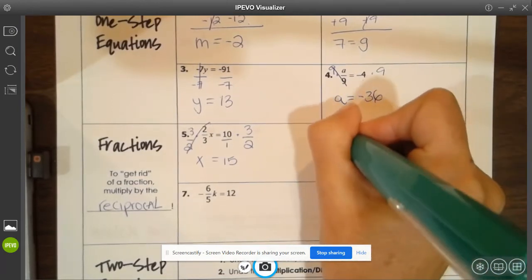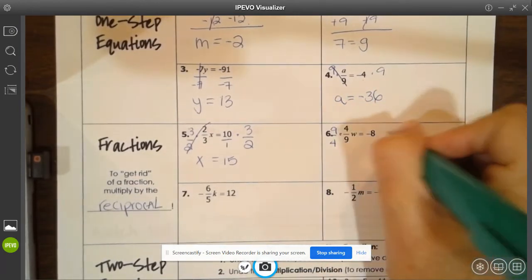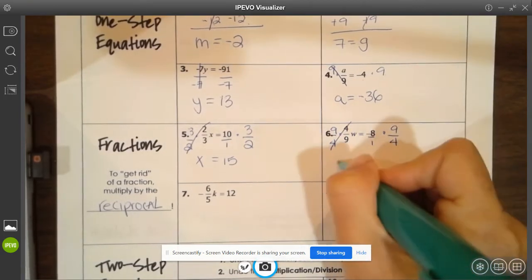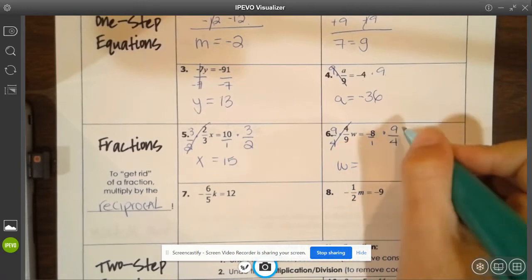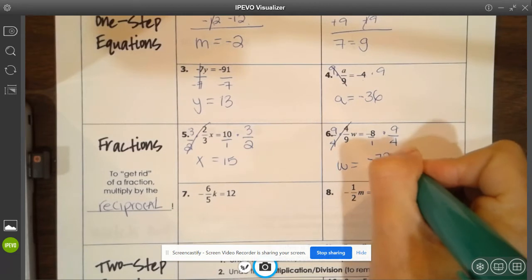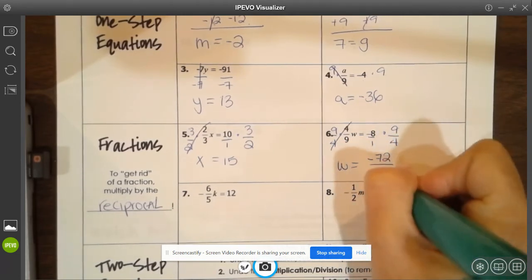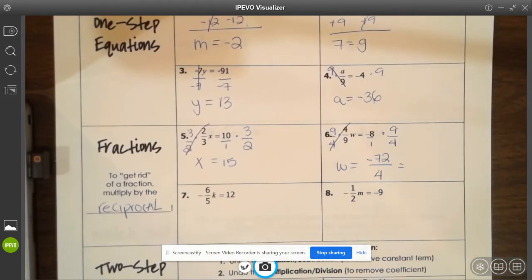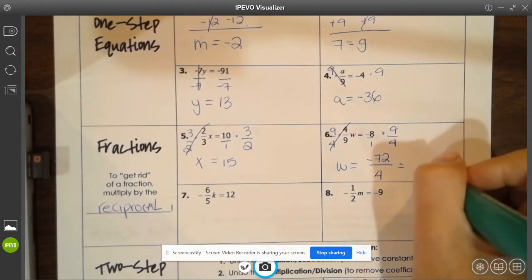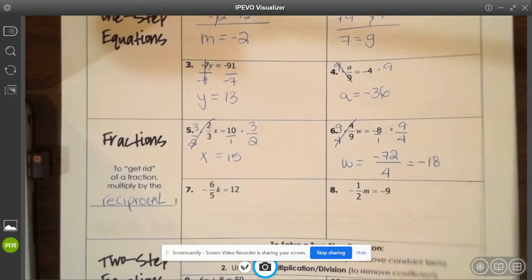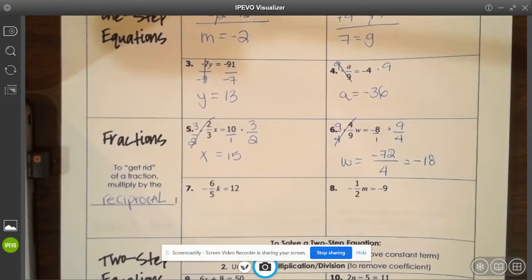You multiply by the reciprocal, which is the flipped fraction, 9 over 4. We put a 1 underneath. This goes away, and then W equals negative 8 times 9. That's negative 72 over 1 times 4, which is 4. And then you divide. 72 divided by 4 is 18, and it's negative 18 because one of them is negative. All right, and that's how you do fractions. You just flip and use the reciprocal.